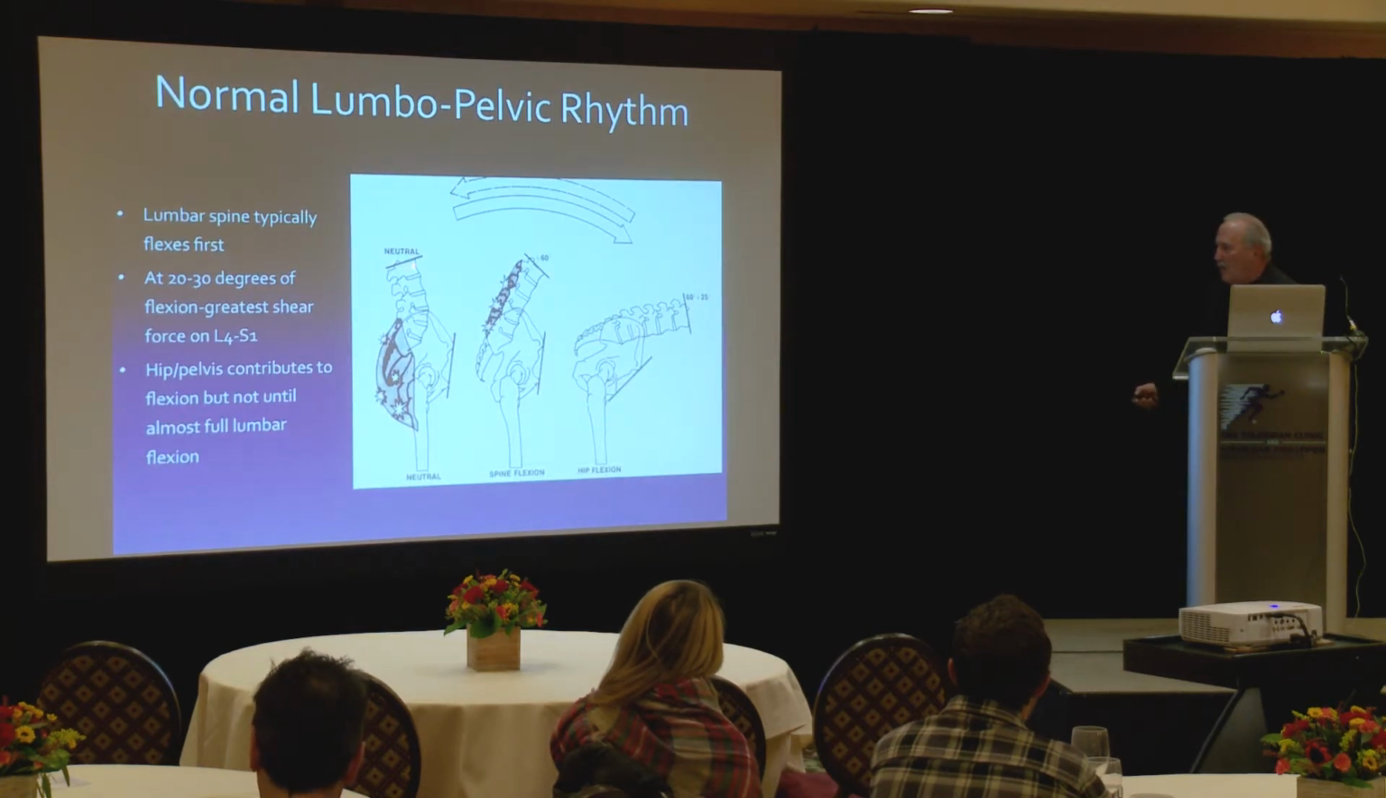Again, the normal lumbopelvic rhythm: you first bend from the lumbar spine, remember 60 degrees down to 20 degrees. So you've got a delta, it says 60, it should be 80 here. And then you get an extra 25 degrees, that should be about 40. But nonetheless, you can get an idea that the lumbar spine takes most of the motion, but this is where the hamstrings come in. If the hamstrings are locked, you don't get any of this.